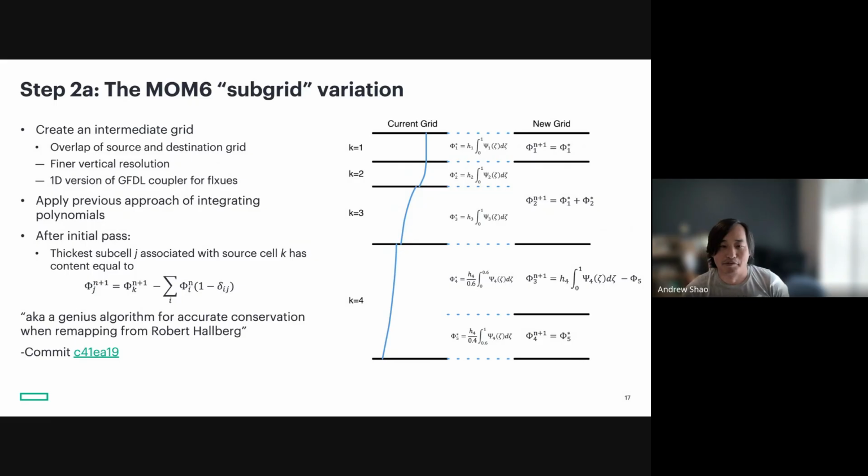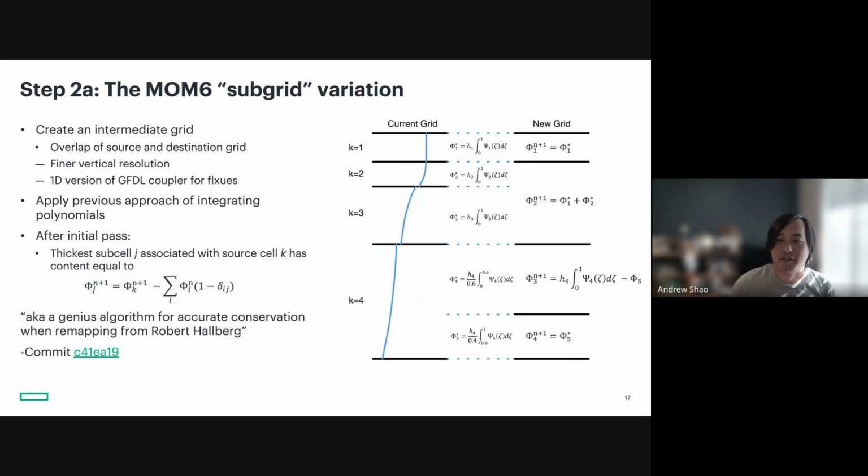One of the things I love about reading some of the comments sometimes is that there are some of these tidbits. So if anybody wants to see, this is the commit where I think it was Alistair who wrote the AKA a genius algorithm for active conservation. But this is essentially the way that we make sure that we conserve tracer column inventory, tracer column content exactly when we do this regrid remap.